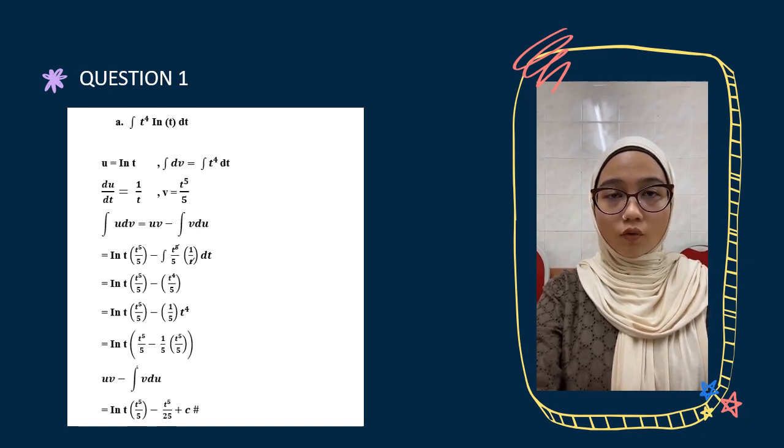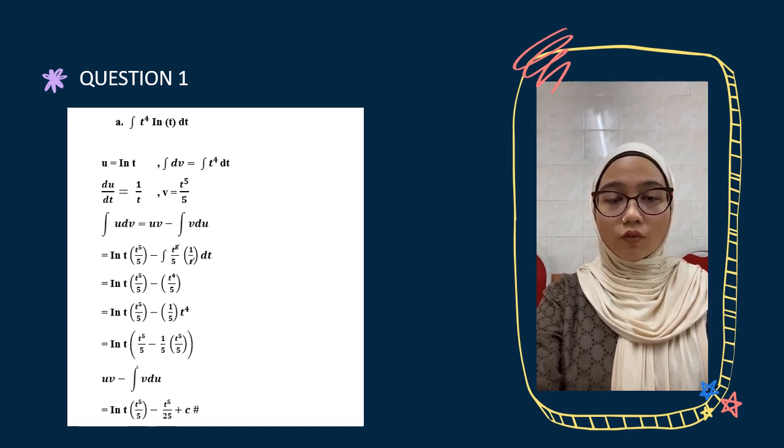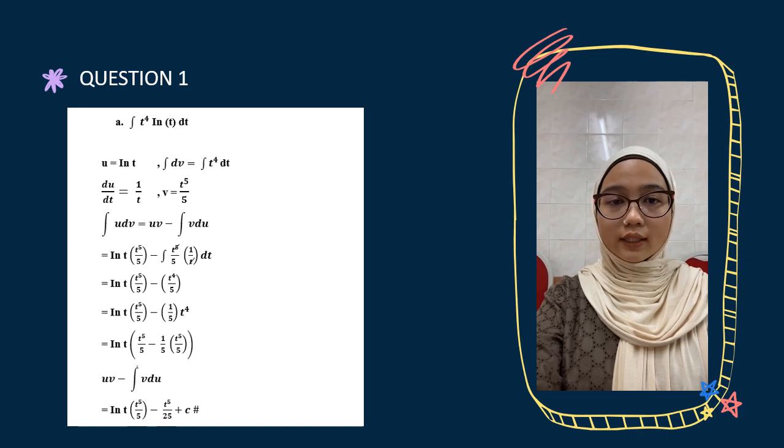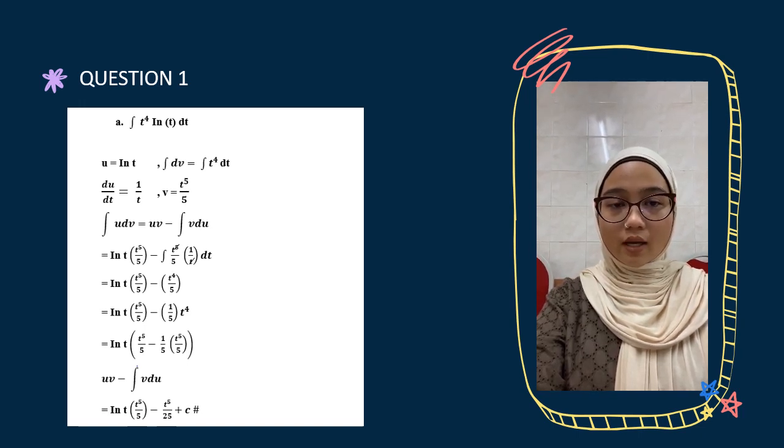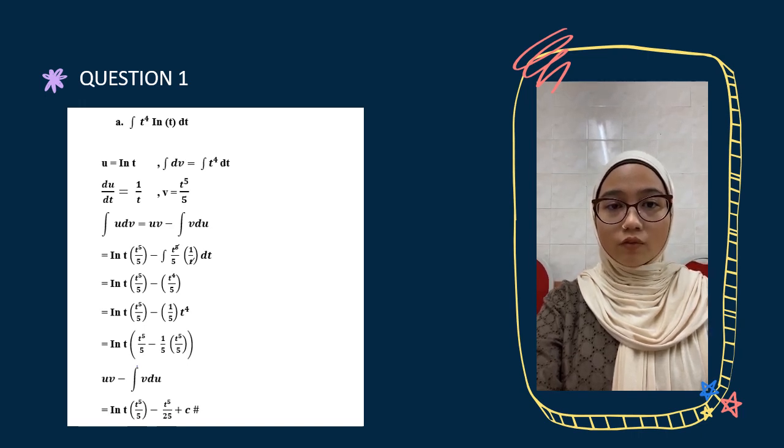Then we got ln t times t to the power of 5 over 5 minus the integral of t to the power of 4 over 5. That becomes ln t times t to the power of 5 over 5 minus 1 over 5 times t to the power of 5 over 5. So the final answer will be ln t times t to the power of 5 over 5 minus t to the power of 5 over 25 plus c.